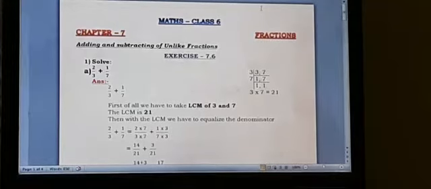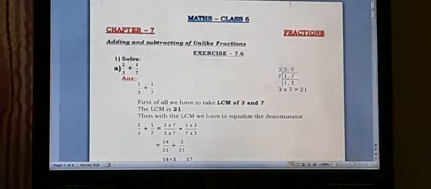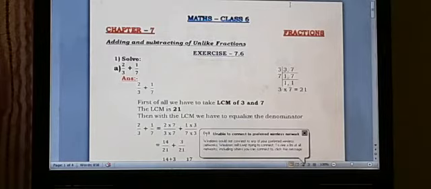Hello children, we are going to learn about addition and subtraction of unlike fractions. What are unlike fractions? Fractions with different denominators are called unlike fractions. Now we are going to learn addition and subtraction of unlike fractions. They have different denominators.